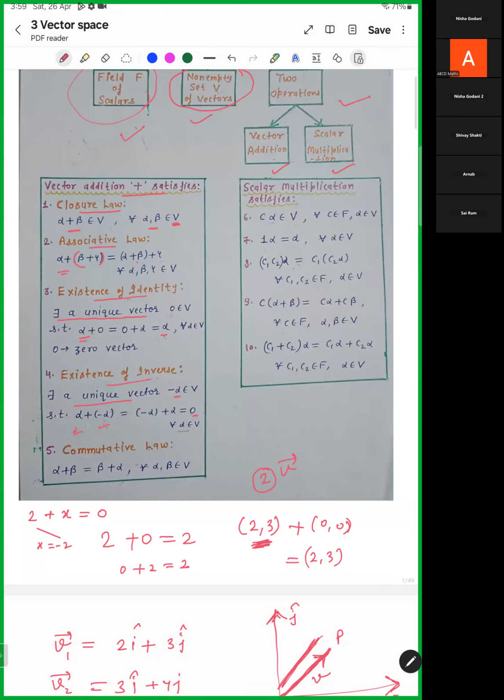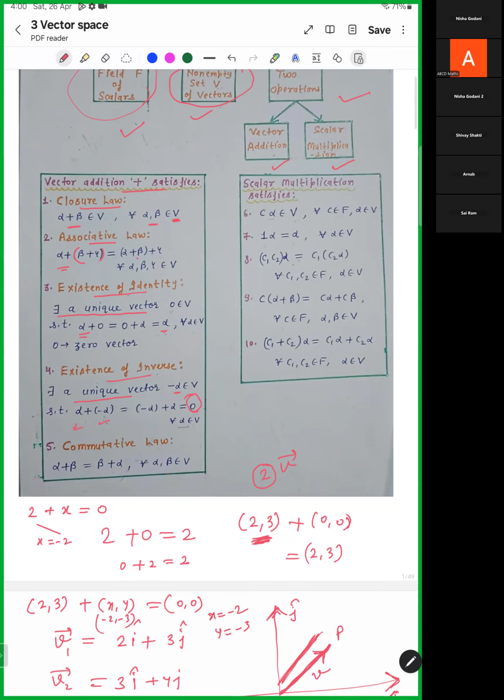Okay. Similarly, suppose you have ordered pair 2 comma 3. So which pair will you add here? Suppose it is x comma y. Which pair x comma y will you add, so that you will have 0 comma 0, meaning the 0 vector? What will you take, x and y? So you will take x equal to minus 2 and y equal to minus 3, so that when you add minus 2 comma minus 3, it will give you 0 0. Okay, so if for every alpha there exists another element minus alpha, so that the addition gives you the identity element, the 0 element, this means existence of inverse is there.